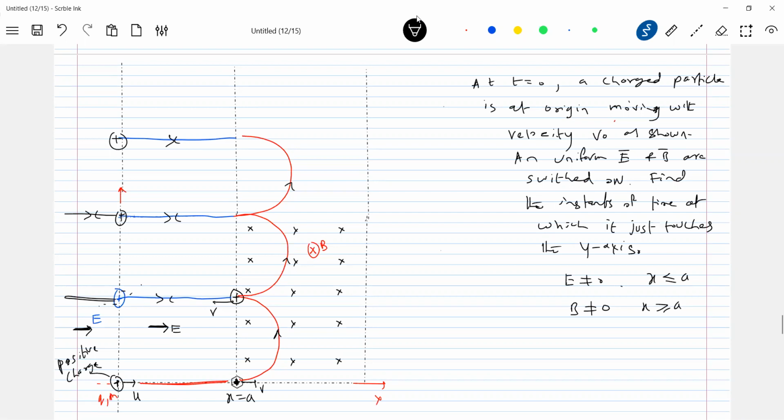So what is the time taken by it? Find the instance of time at which it just touches the y-axis. First, what happened? At t equals 0 the coordinate is here. It will take some time to enter the magnetic field. Again, the magnetic field will take some time. Again, it will trace out here. So add this time and this time. Then it will be here. Again, this time will be the same. This time and this time will be different.